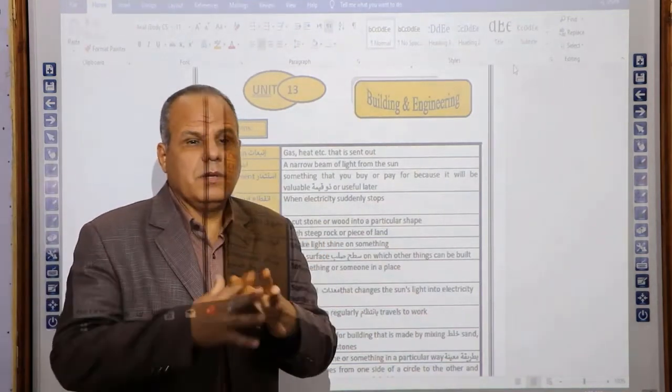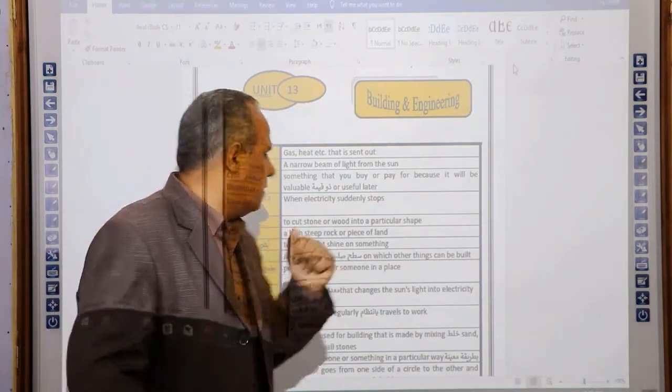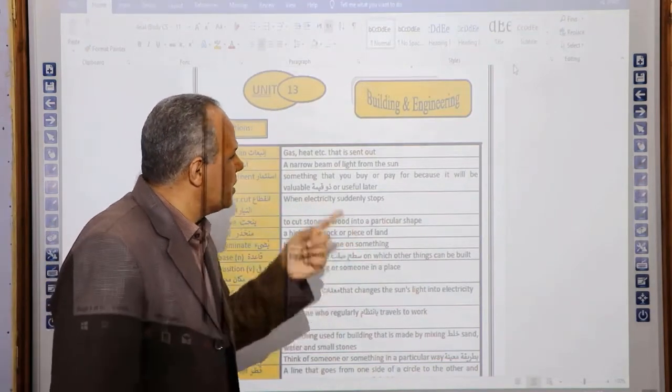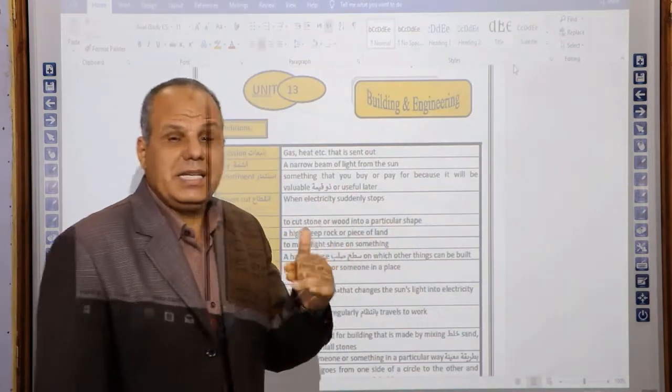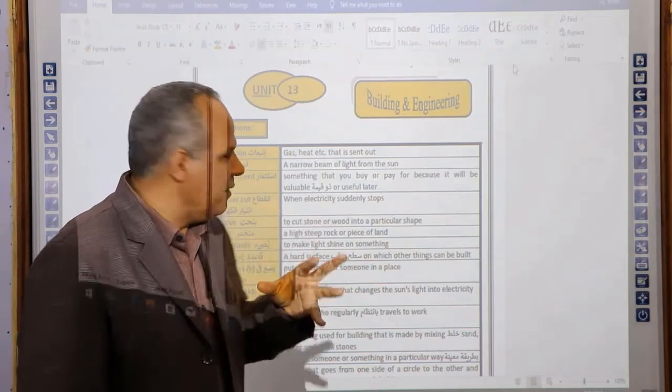Power cut. Power cut that means in Arabic انقطاع التيار الكهربائي. To cut when electricity suddenly stops. When electricity suddenly stops. عندما تنقطع الكهرباء فجأة.